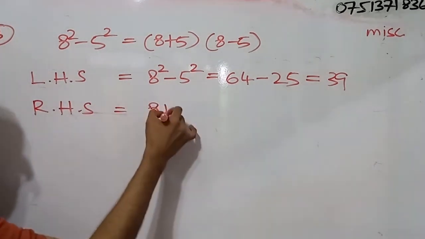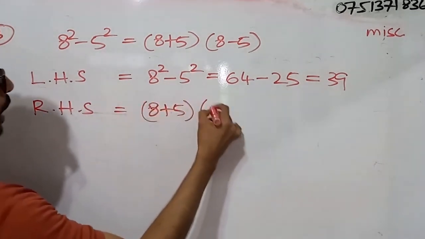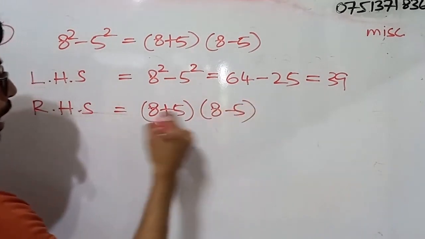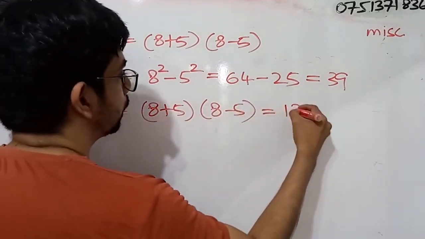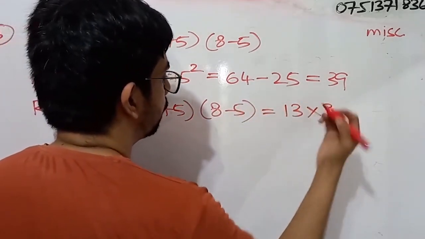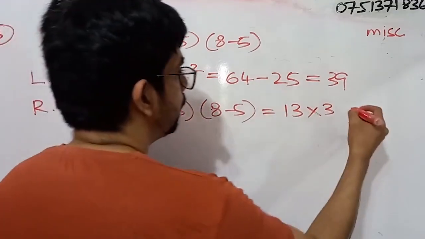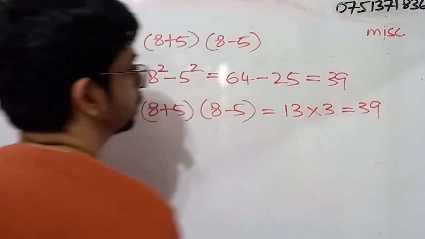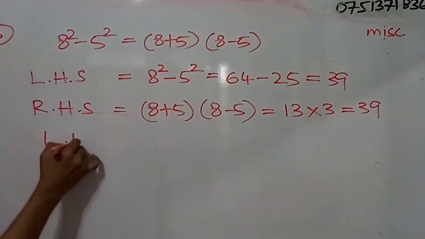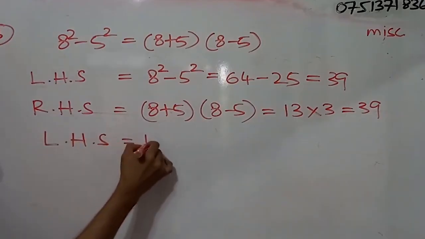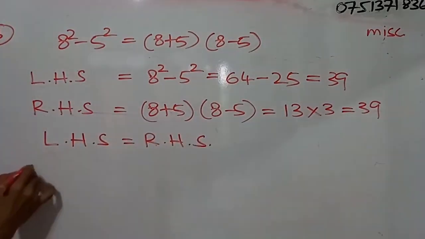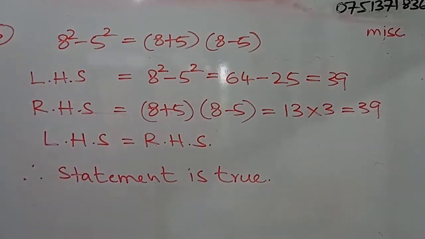Okay. 8 plus 5 into 8 minus 5. 8 plus 5 means what? 13. 8 minus 5 means 3. 13 into 3, we know that is 39. So that means left hand side is equal to right hand side. Therefore, statement is true. Right.